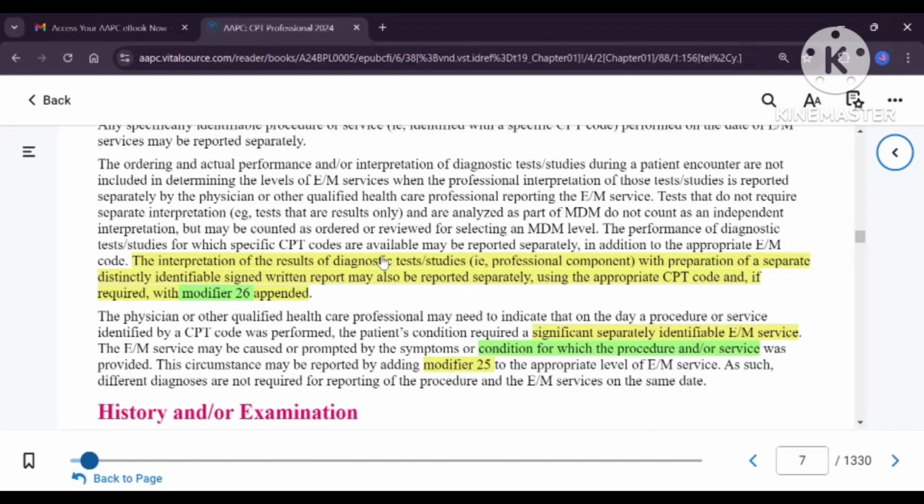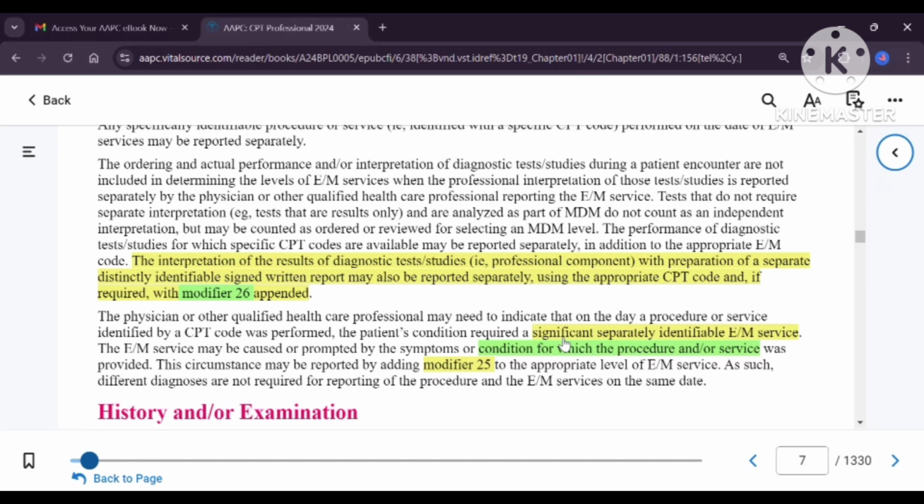Next, along with the E&M codes, sometimes we have to report some CPT diagnostic procedure codes. For example, my patient came to the hospital with a fracture. I did some examination, and after that I ordered him to go for an X-ray. He took the X-ray, and after looking at the X-ray, I found out that there was a fracture. So I will be giving a report on that also.